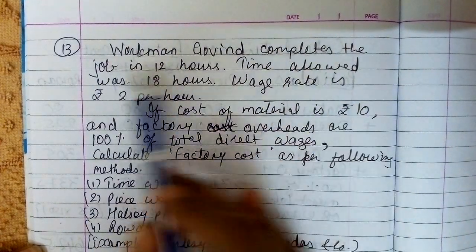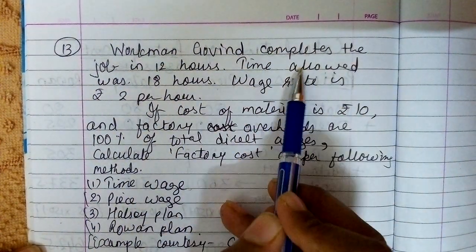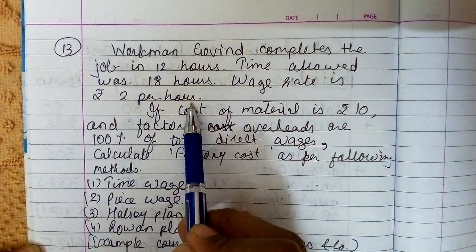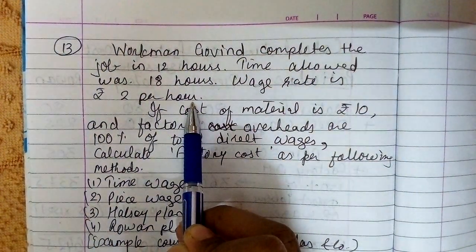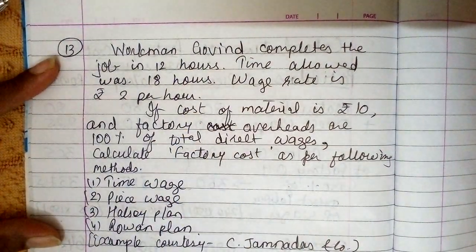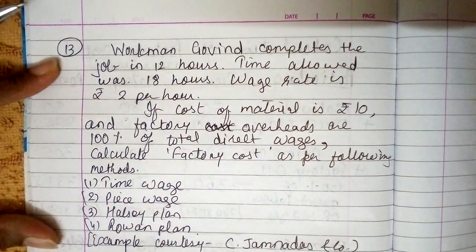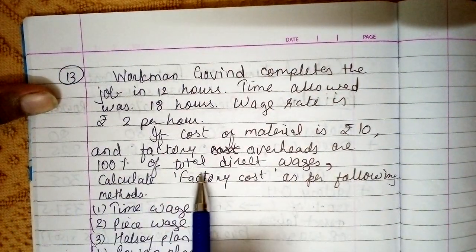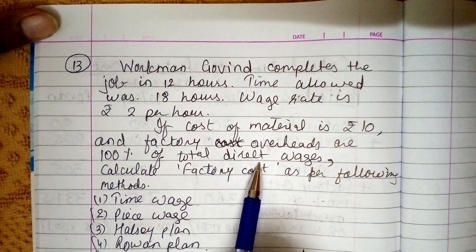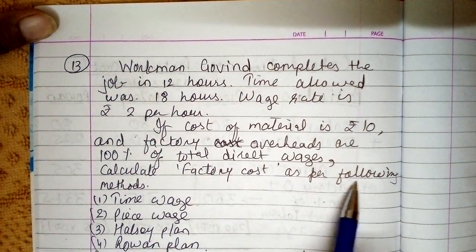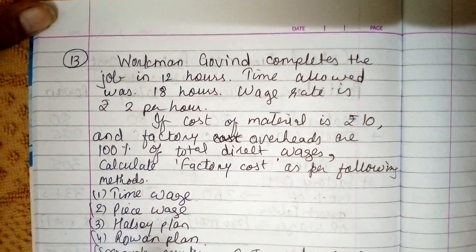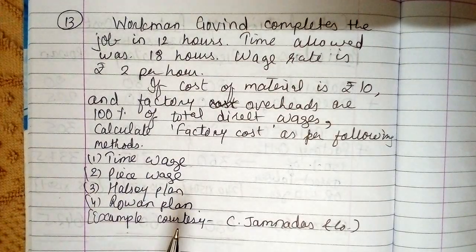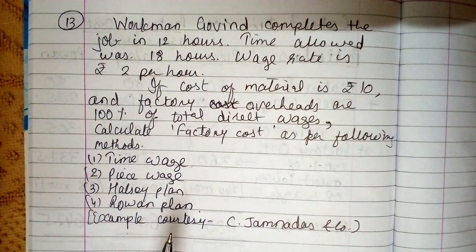Workman Govind completes the job in 12 hours. Time allowed was 18 hours. Wage rate is rupees 2 per hour. So time taken, time allowed and wage rate, all these three items are given. If the cost of material is rupees 10 and factory overheads are 100% of total direct wages, calculate factory cost as per the following methods: time weight system, piece weight system, Halsey plan and Rowan plan. Example courtesy from the textbook C. Jamnadas and Company.